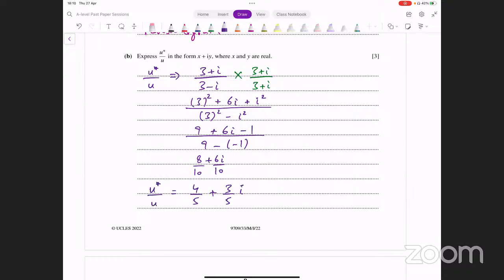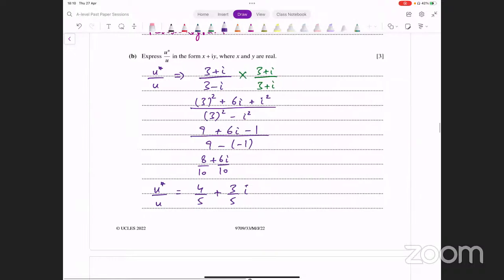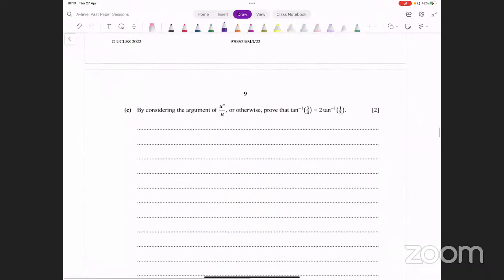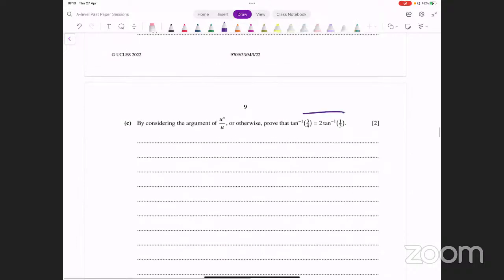We had to evaluate this, and we have done that. Okay? Let's move on. That was pretty straightforward. Let's look at the next part. It says, by considering the argument of u conjugate over u or otherwise, prove this thing.